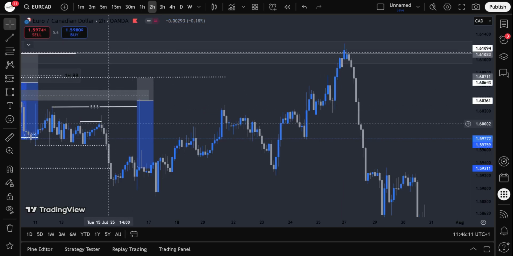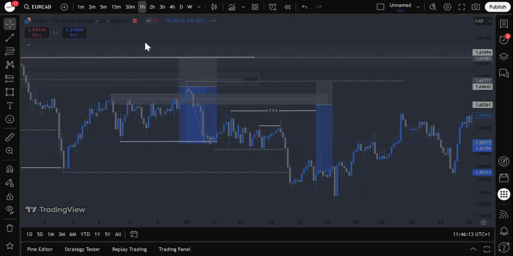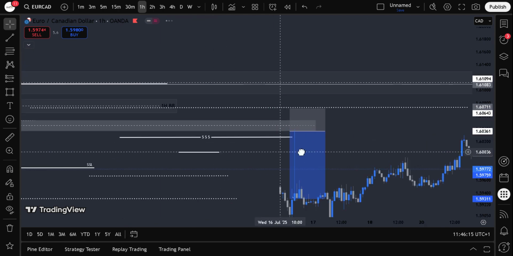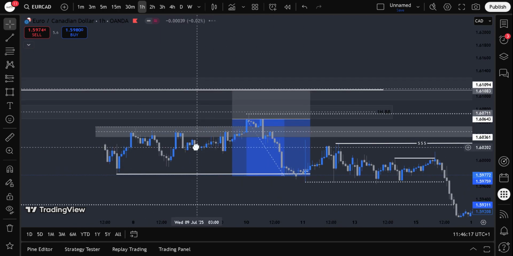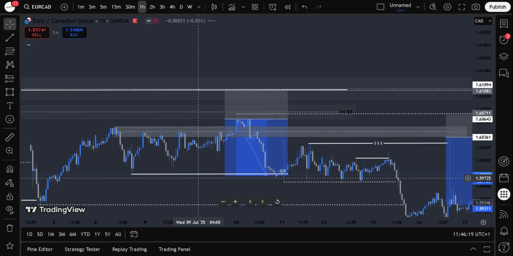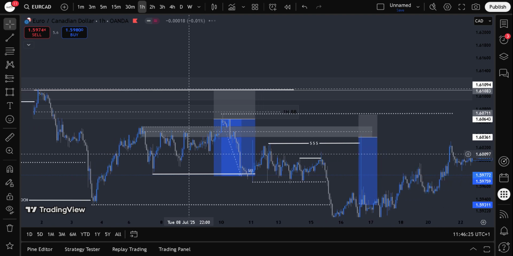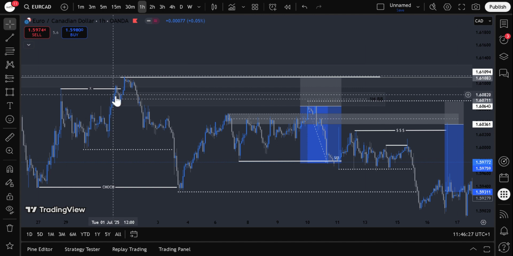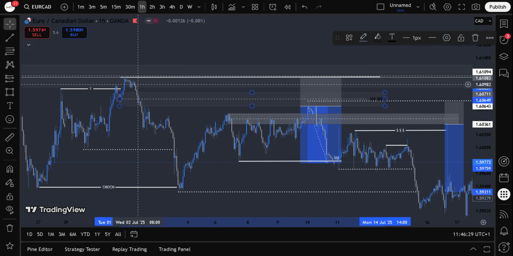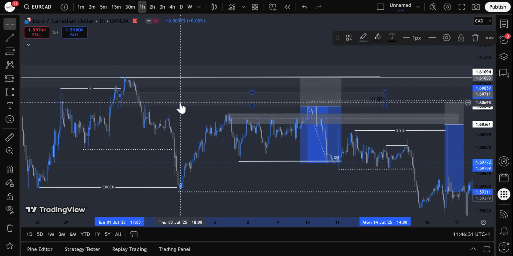So this was a 1 hour breaker block that we had inducement to. It's not about the type of zone you have, whether it's a breaker block, an order block, or anything. It's just have a POI that has inducement to it, right? So this is a breaker block, as you can see. This breaker block right here broke it. We had inducement. This was the inducement, right?